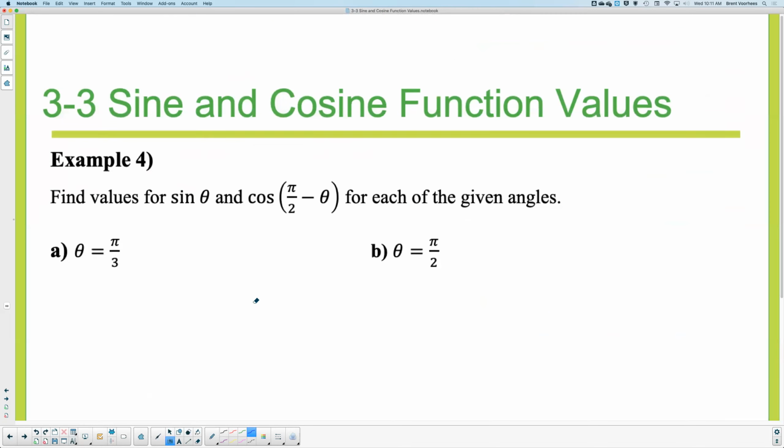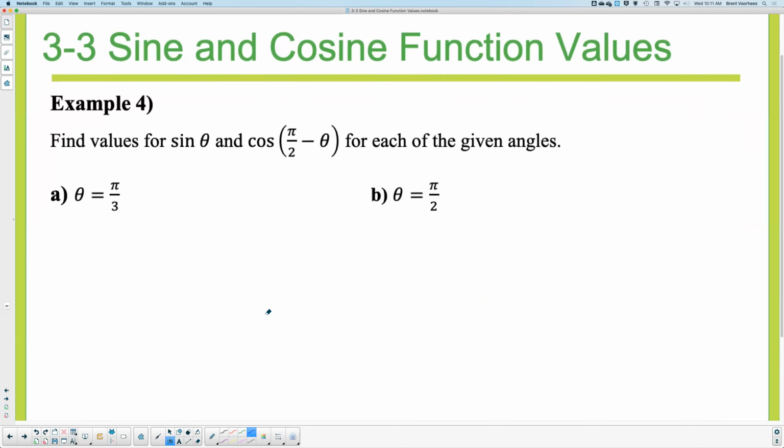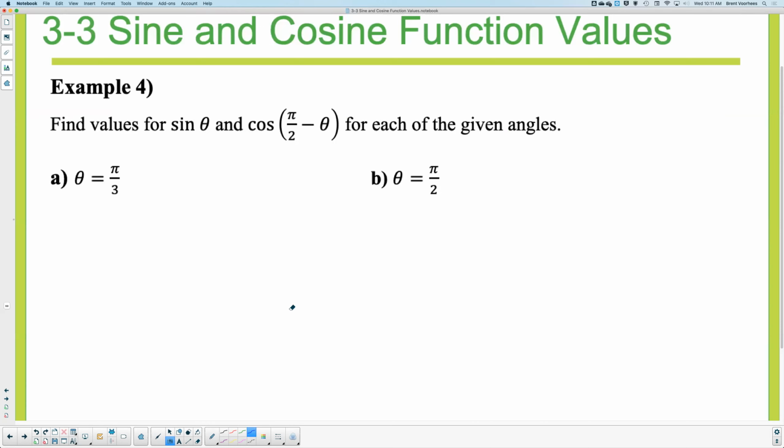All right, let's go to example 4. This is kind of neat. It says, find the values for sine theta and cosine of pi over 2 minus theta for each of the given angles. So we're going to use our chart here. We're first going to find what is sine of pi over 3. Use your little chart. Look back. For you, it ought to be easy because you're on the same piece of paper, right? Or did you flip? You're on the same.